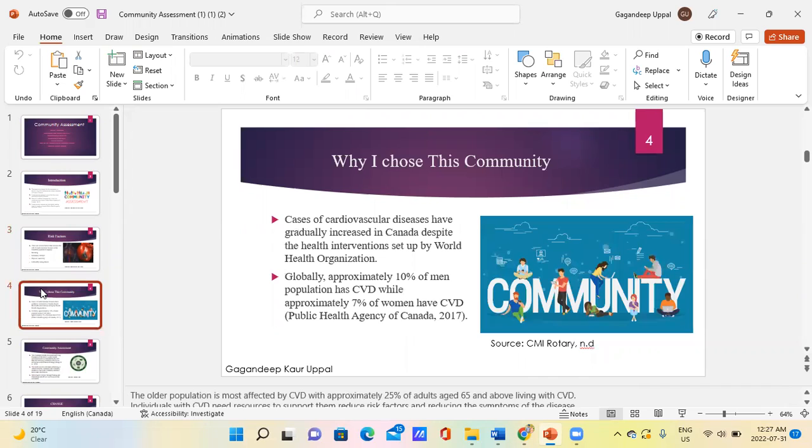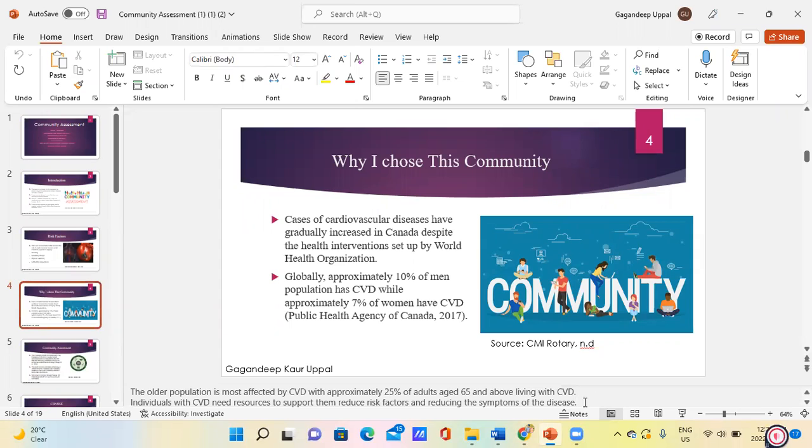Next is why I chose this community. Cases of cardiovascular diseases have gradually increased in Canada despite the health interventions set up by the World Health Organization. So, according to the global percentage of cardiovascular diseases, approximately 10% of men and 7% of women have CVD. The older population is most affected by CVD, with approximately 25% of adults aged 65 and above living with CVD. Individuals with CVD need resources to support them, reduce risk factors, and reduce the symptoms of the disease.